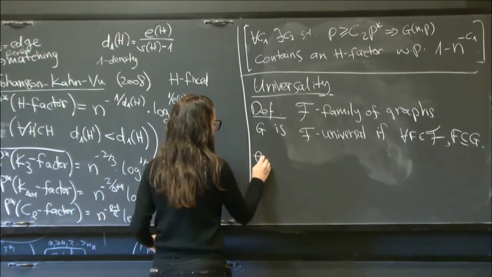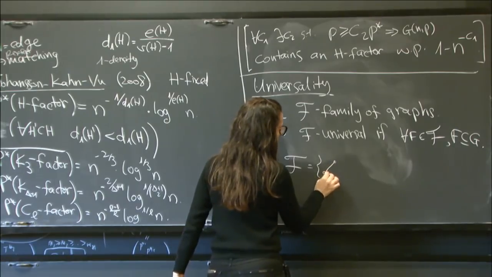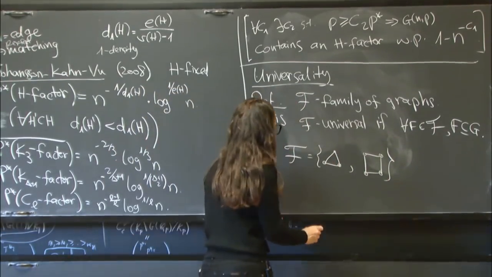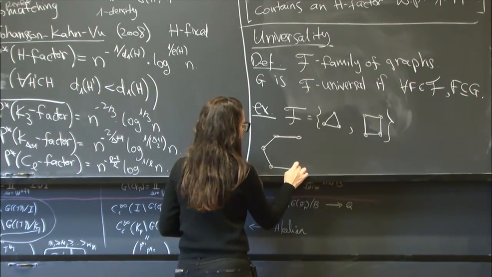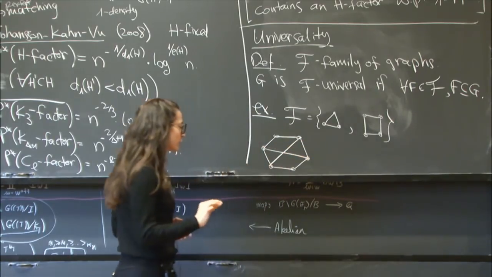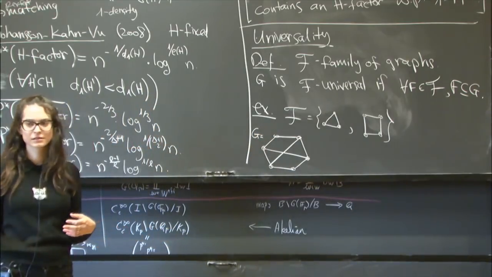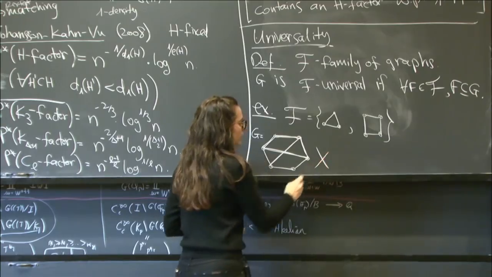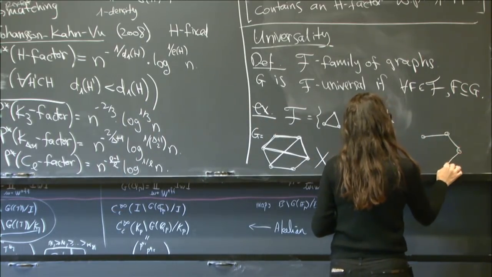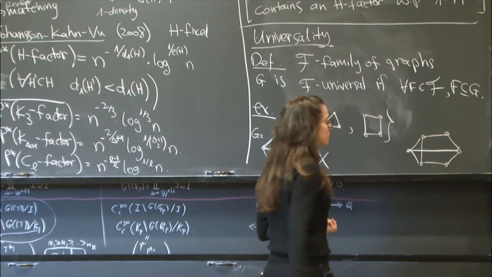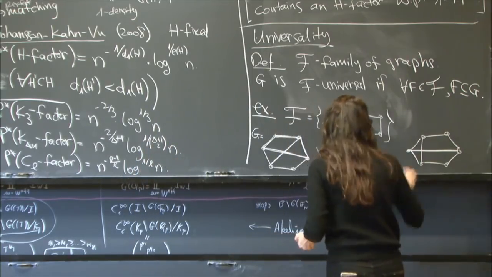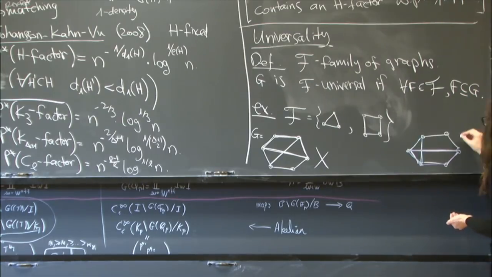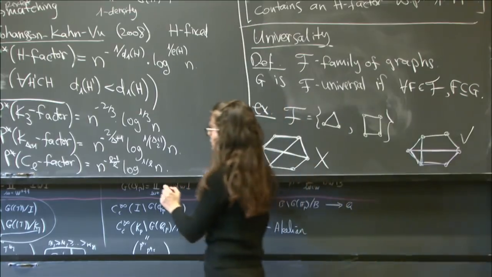Okay, so now let's see a simple example. If F is the family of a triangle and the cycle of length 4, so we have a family of 2 graphs, then let's look at this G. Is this graph F universal? Triangle. No, we don't have a triangle, right? We have C4, but we don't have a triangle. So this is not F universal, but let's look at this graph. Is this graph F universal? Yes, because we have a triangle and we have C4. And they intersect, and it's okay. I just want to have a copy of each. So this graph is F universal.